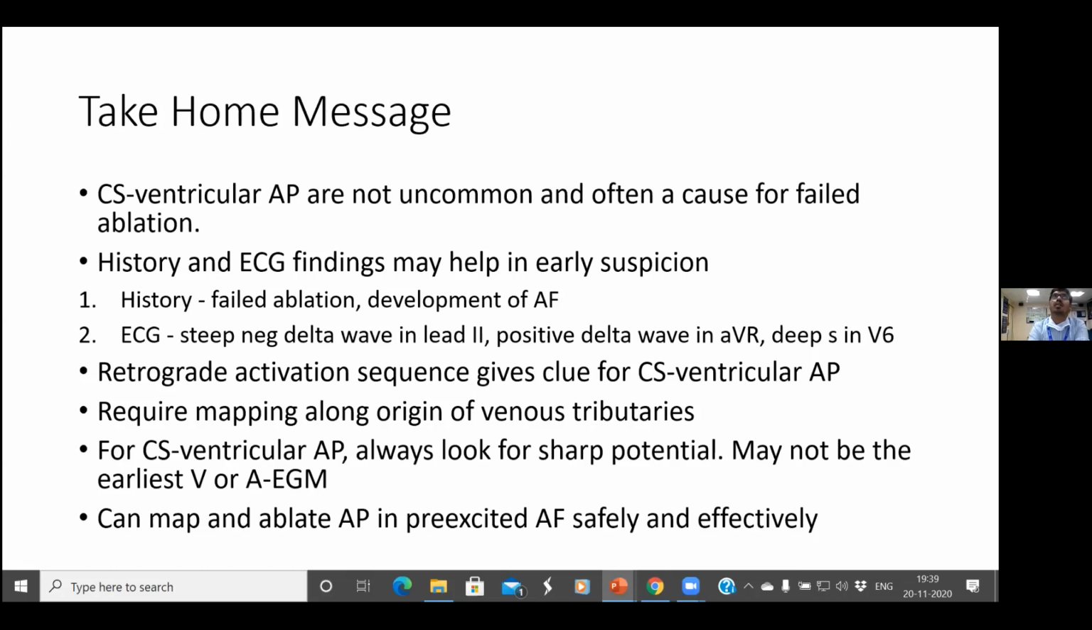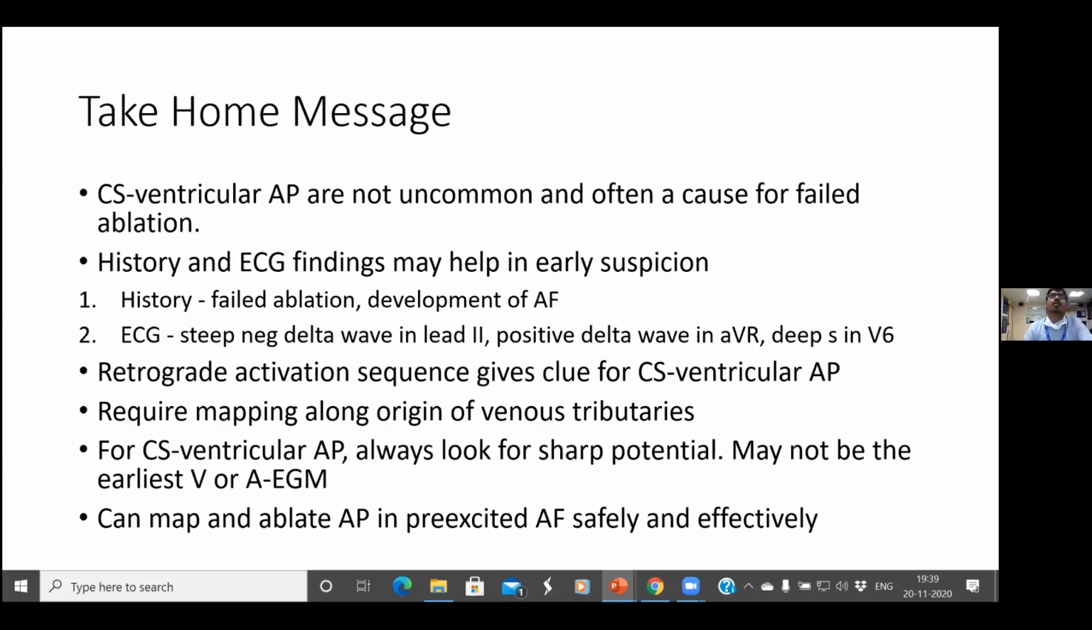So in the last, I would summarize my talk. CS ventricular accessory pathways are not uncommon and can be a reason for failed ablation. So during initial evaluation, one has to be careful with the history and the initial ECG evaluation. One should carefully look for a history of previous failed ablation or development of atrial fibrillation, or ECG findings like a steep negative delta wave leading to a positive delta wave in aVR, or a deep S wave in V6. All these findings may give an early suspicion of a CS ventricular accessory pathway and may help in further procedures.